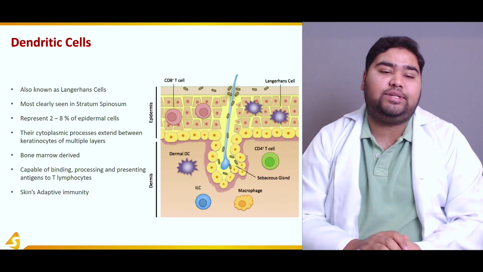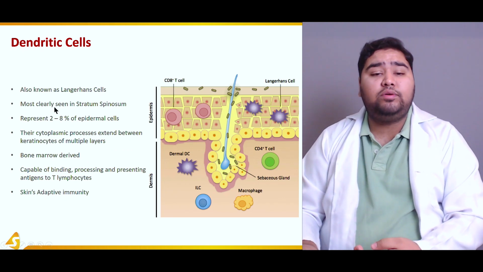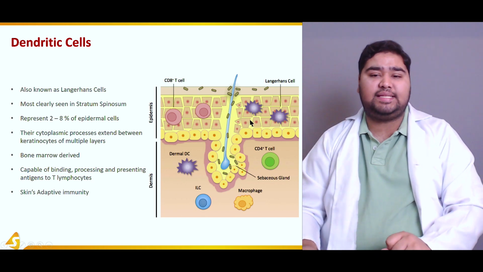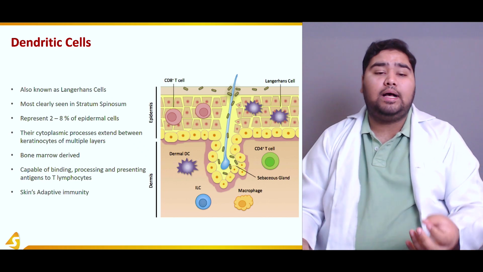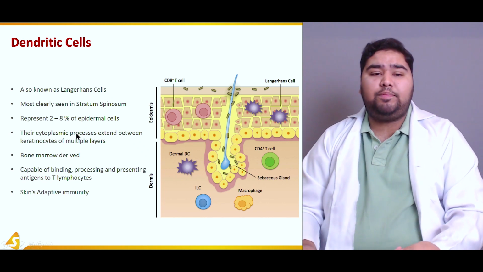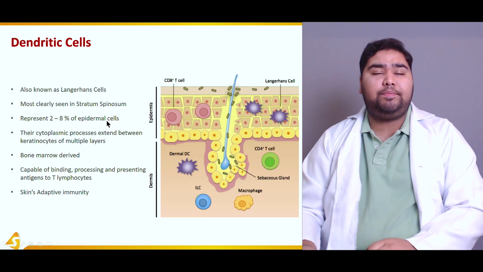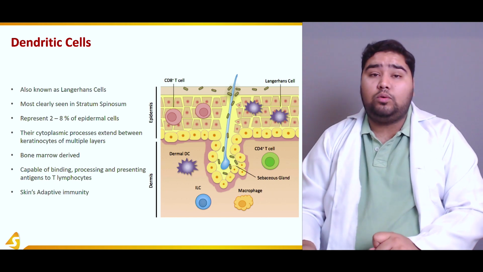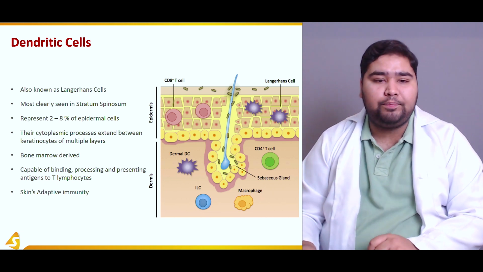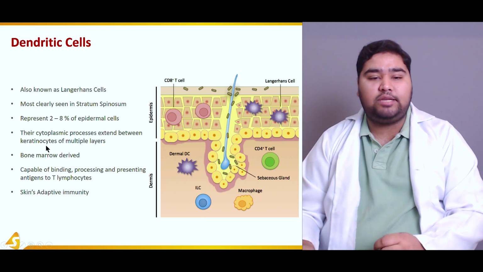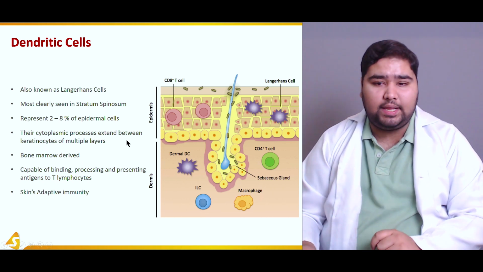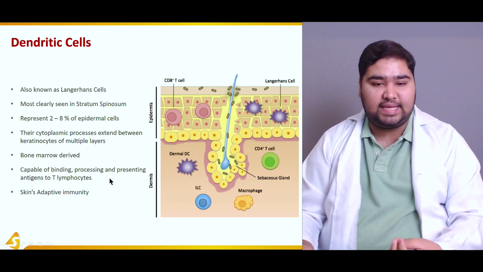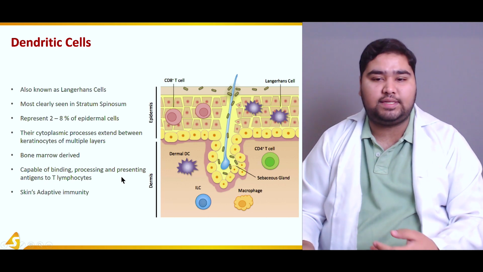Let's move on to the dendritic cells. Dendritic cells are also known as the Langerhans cells. These cells are actually the antigen presenting cells or the skin's adaptive immunity. They represent almost 2 to 8% of the epidermal cells. They're most clearly seen in the stratum spinosum. Stratum spinosum was the second layer. Their cytoplasmic processes extend between the keratinocytes of multiple layers. They're derived from bone marrow and they're capable of binding, processing, and presenting antigens to the lymphocytes.